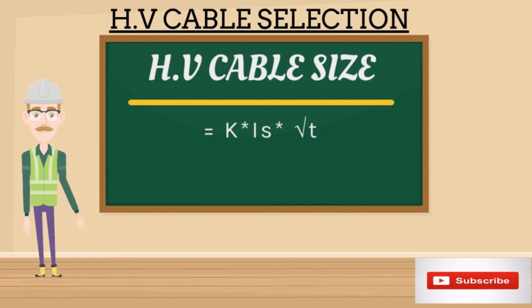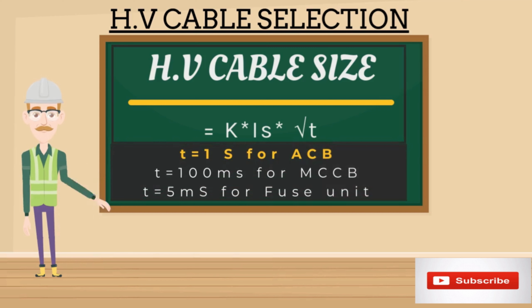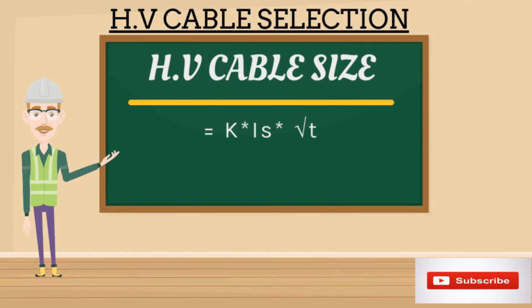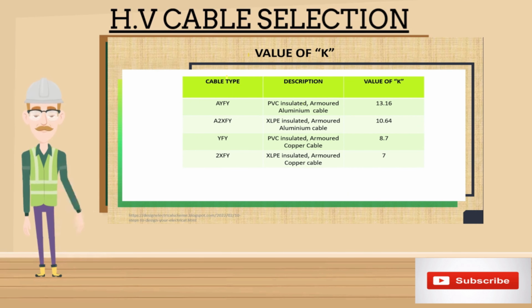The HV cable size can be found out by using the equation K into IS into root T, where K is the cable constant, IS is the short circuit current, T is the time duration of short circuit current. The value for ACB is 1 second, MCCB it is 100 millisecond and for fuse unit it is 5 millisecond. Here we consider ACB as the protection for our transformer. So we can take the value of T as 1 second. Now we can find out the value of K from the given chart.